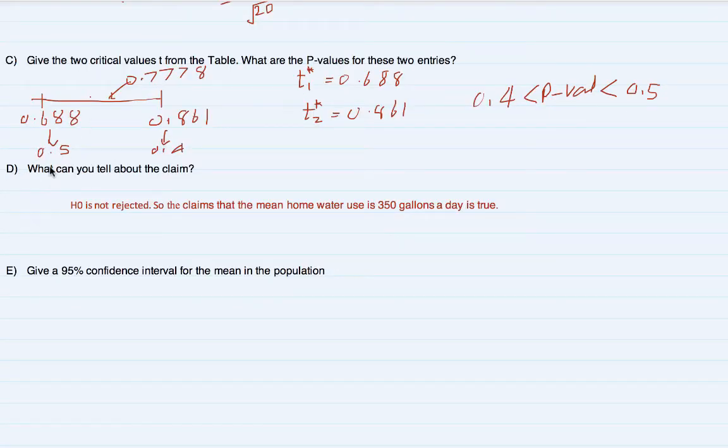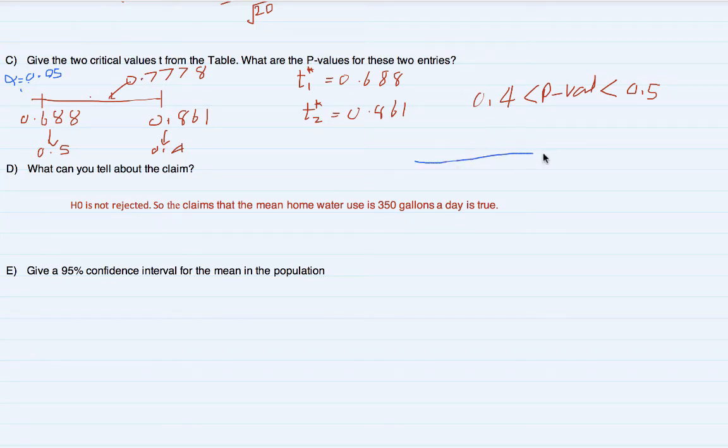Now part D asks what can you tell about the claim. So we have to compare this p-value with alpha. Alpha is the significance level, so alpha equals 0.05. It is given in the problem. So 0.05 should be somewhere here. Why? Let me explain.